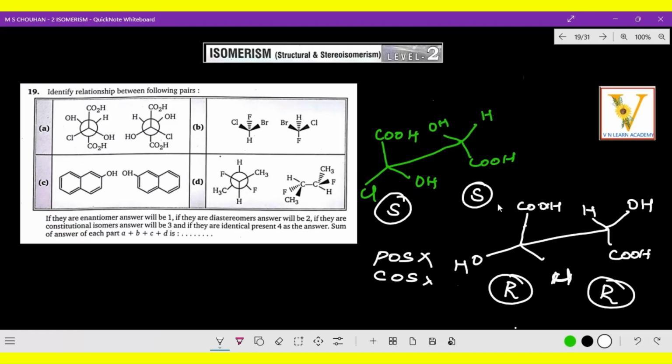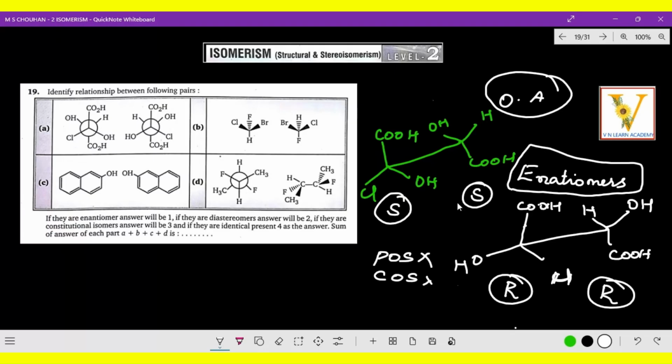R and S, so that means 100% this is called enantiomers. Only a chiral compound can provide enantiomers, because it is optically active. Enantiomers are optically active. So compound A, the value answer will be 1, as they mentioned in that question.